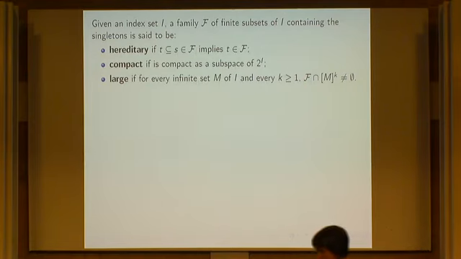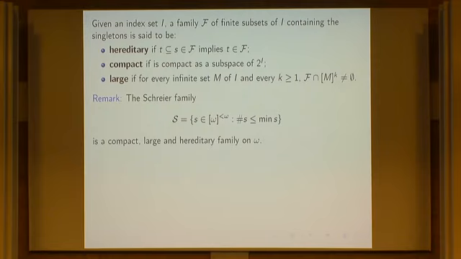Let me try to explain what kind of combinatorics is involved in proving that a Banach space has no subsymmetric sequences. If you have an index set, we have a family of finite subsets containing singletons. And then we have these three notions. Hereditary, meaning it is closed under subsets. Compact, meaning it is compact as a subspace of 2 to the index set. And it is large if for every infinite subset of the index set, you have elements in the family as large as you wish.